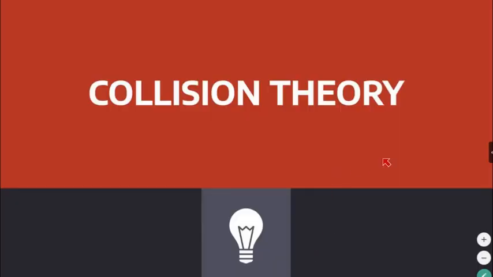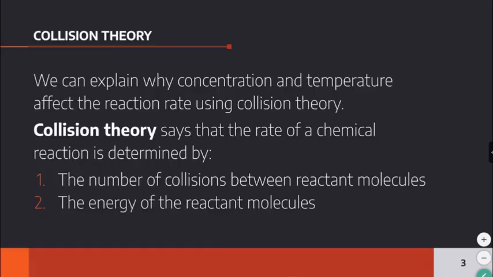Today's lesson is going to be on what we call collision theory. What we're going to try to be doing is explaining why the reaction rate changes when we change the concentration or change the temperature. Collision theory is our explanation for why increasing the temperature increases the reaction rate and increasing the concentration increases the reaction rate.